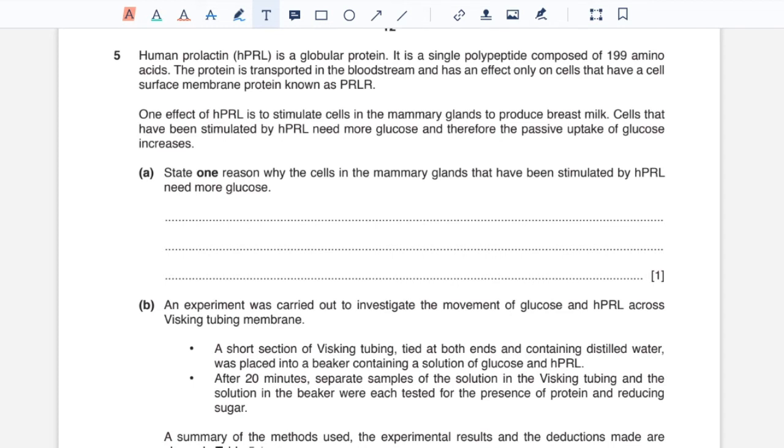A, suggest one reason why the cells in mammary glands that have been stimulated by HPRL need glucose. If they have been stimulated by the globular protein, that means they are supposed to be producing milk, and that would require energy, and energy production needs glucose.